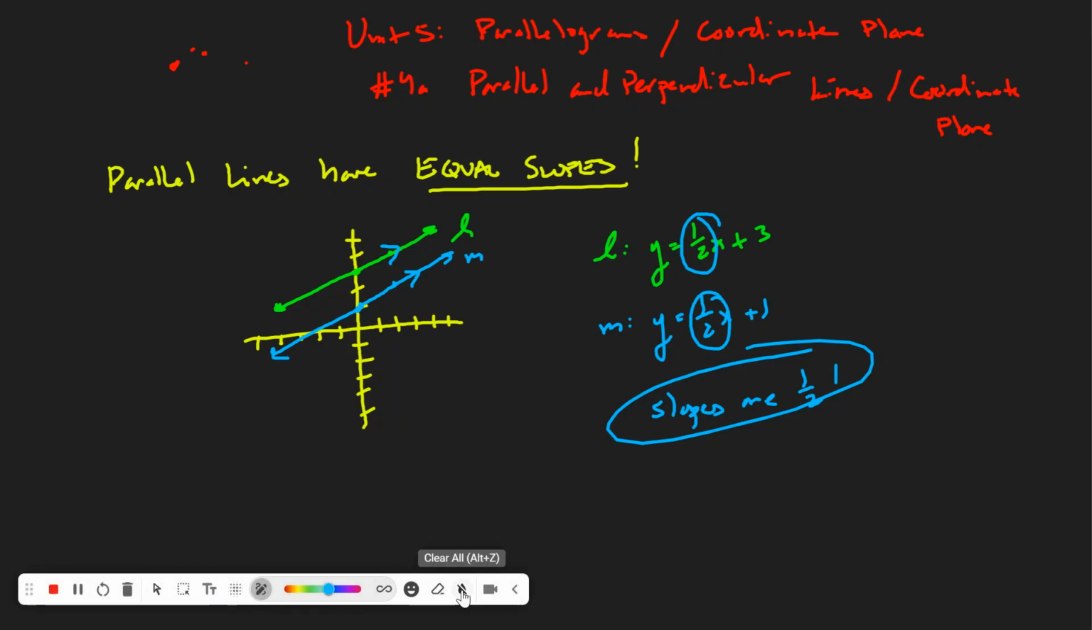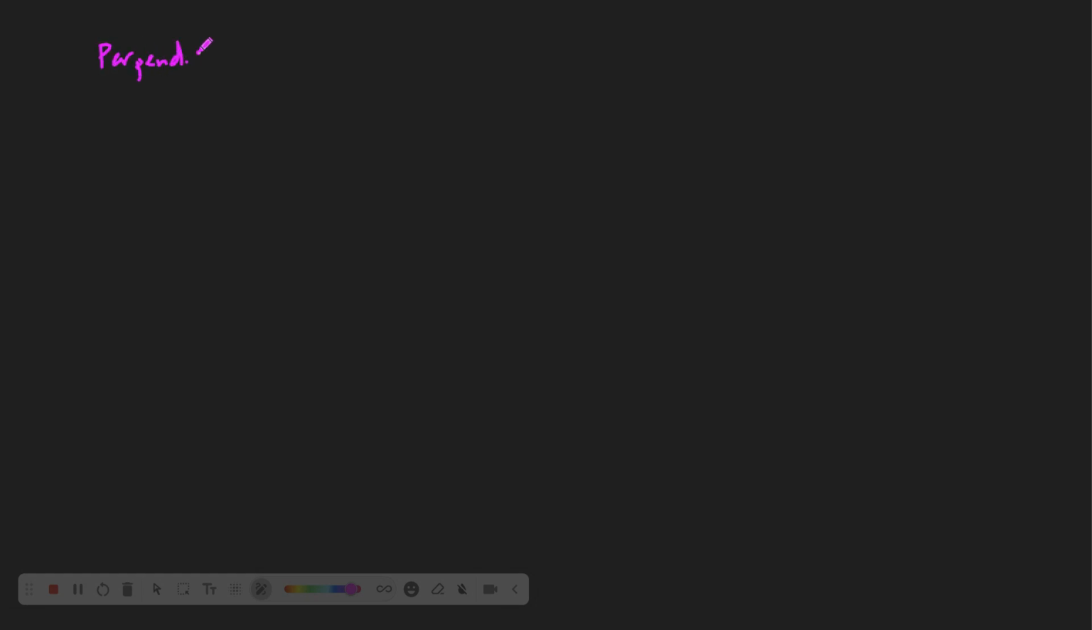Okay, now let's talk about perpendicular lines. We know perpendicular lines are not parallel, right? They intersect. And the special thing about perpendicular lines is they intersect to form right angles. Because of this, your perpendicular lines have what we call opposite reciprocal slopes. Opposite reciprocal slopes.